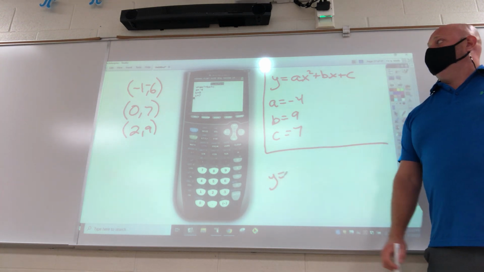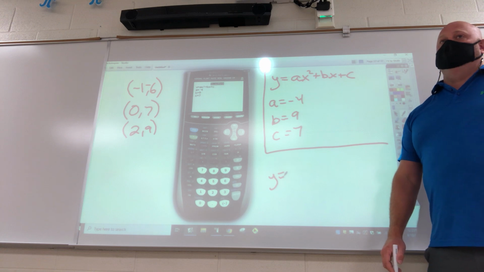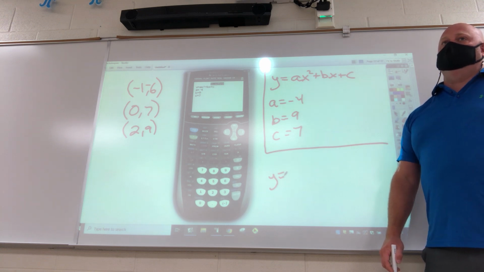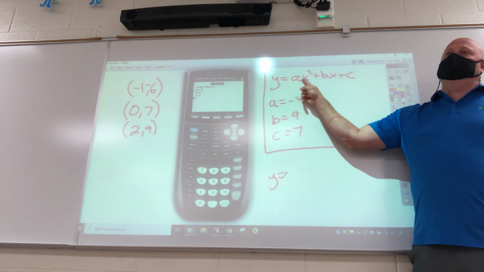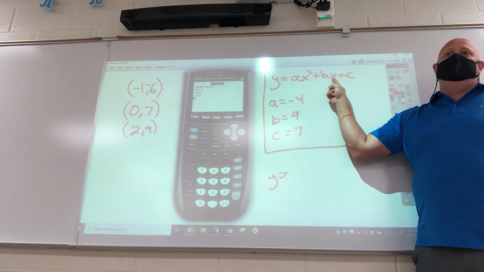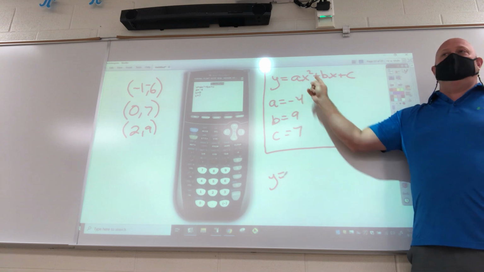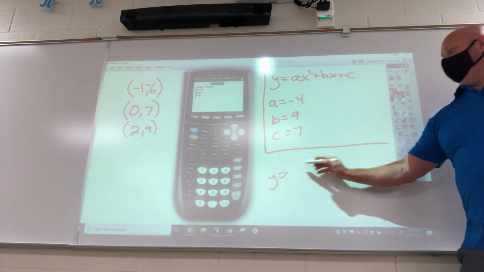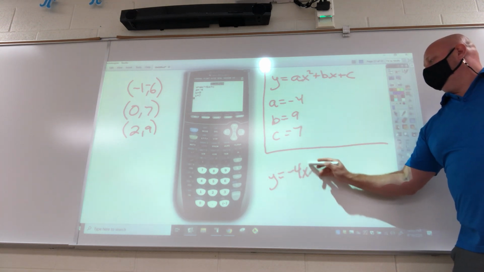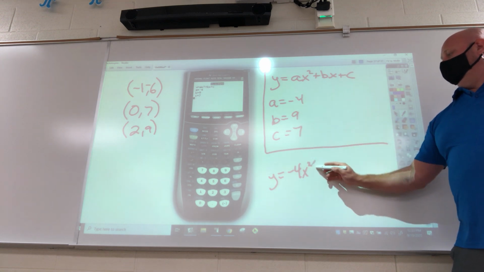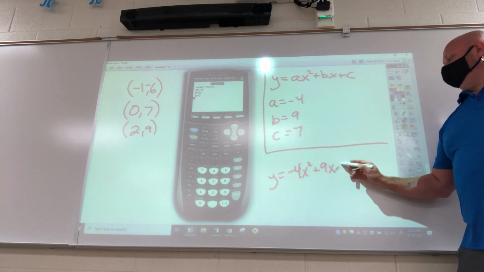Y equals, why does it give us this? That's the standard form. These are the numbers you just write in there. So instead of a, it's -4 x squared, 9x, and 7.